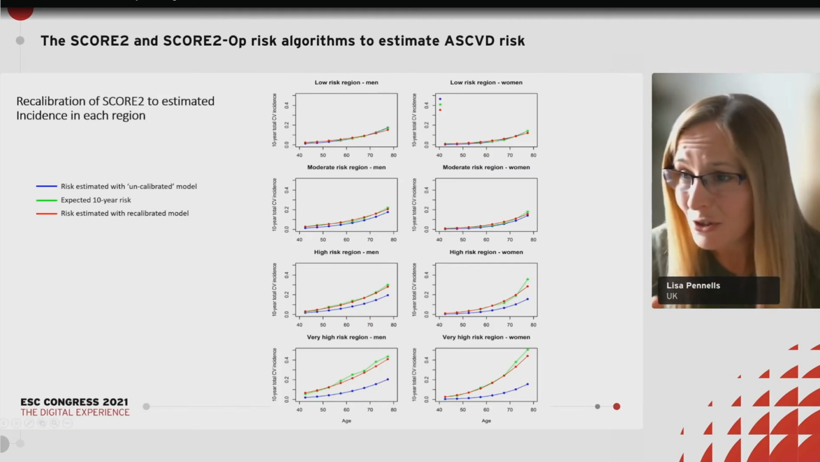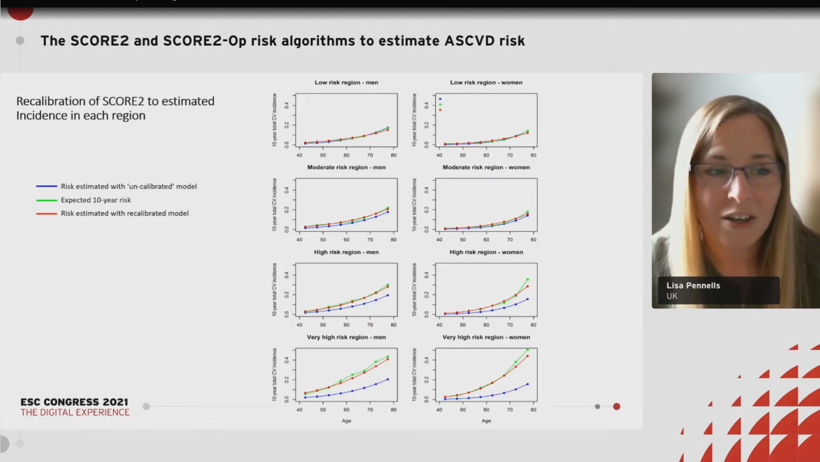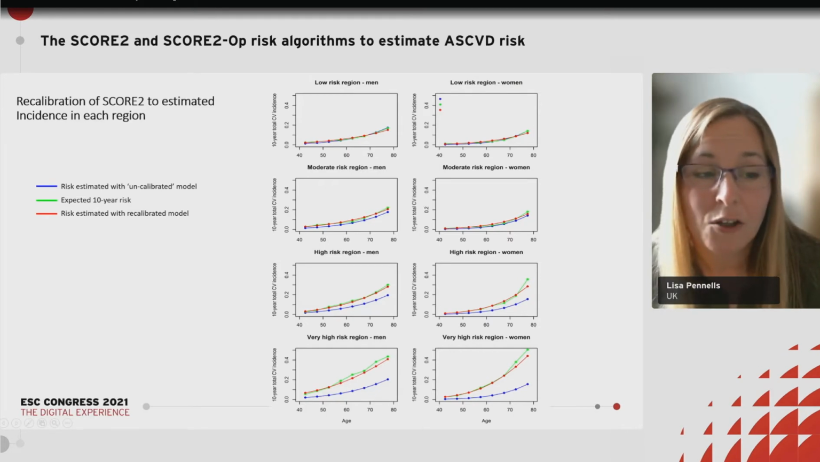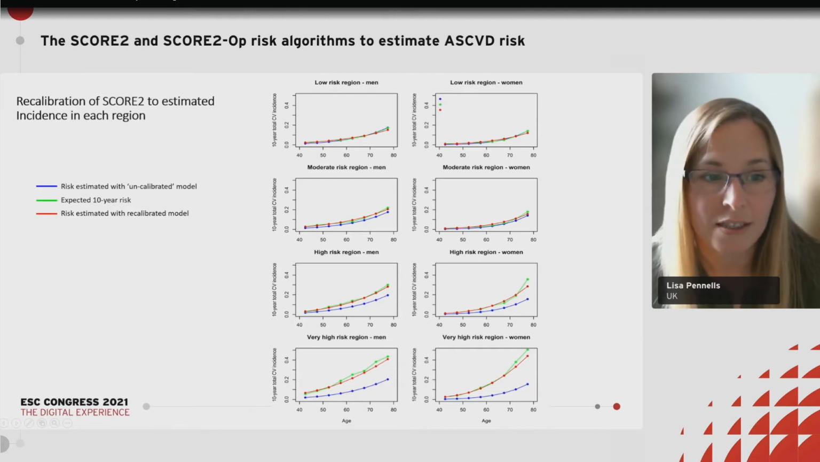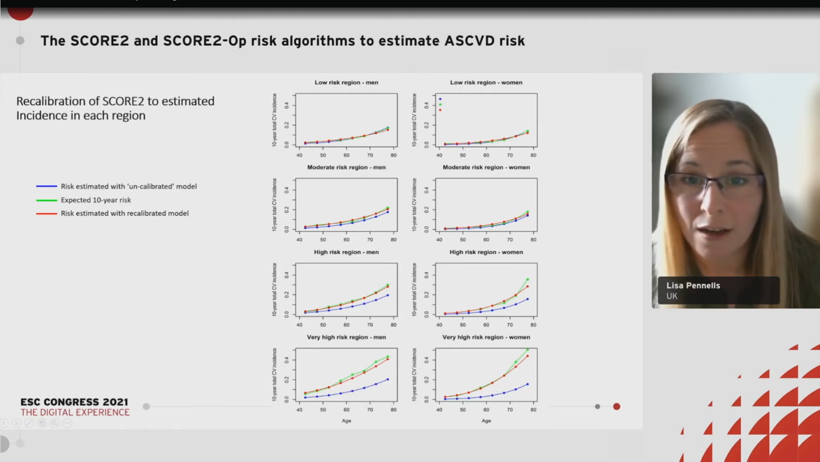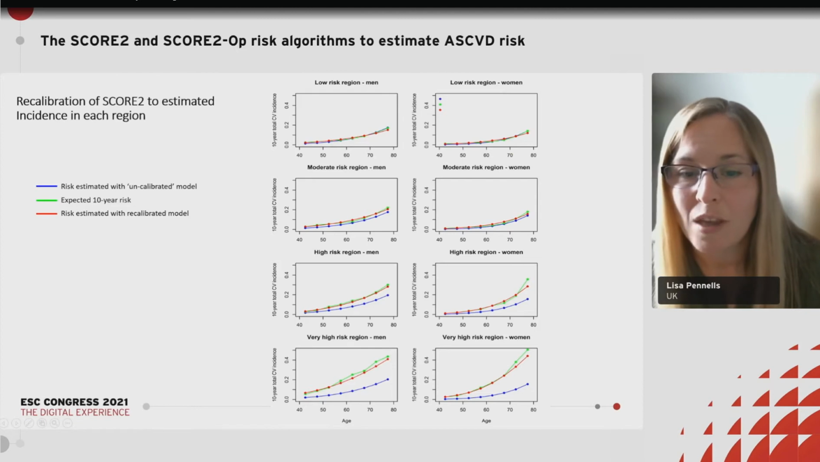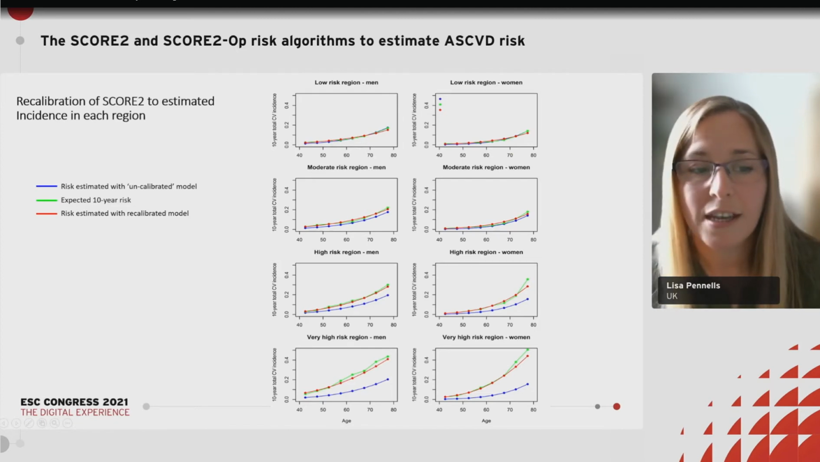So this slide just shows you how that recalibration has worked. We can see we have the uncalibrated risk predictions shown over age by the blue line, and these agree really nicely with the expected 10-year risks shown by the green line in our low risk region, but they progressively underestimate risk as we move up through the risk regions until we recalibrate, and then we have this red line which now agrees really nicely with the expected 10-year risk in each region.